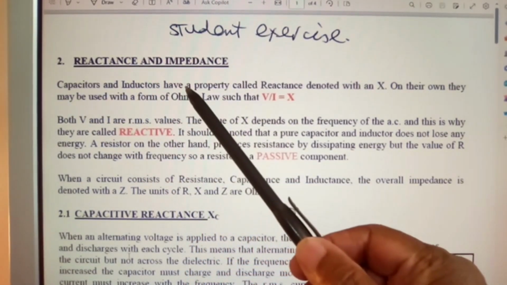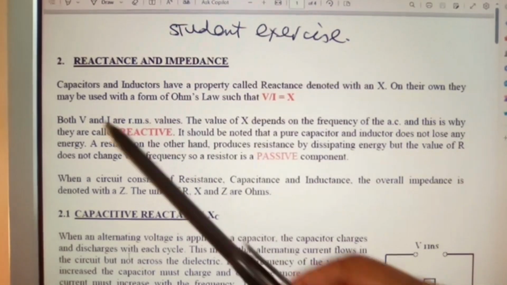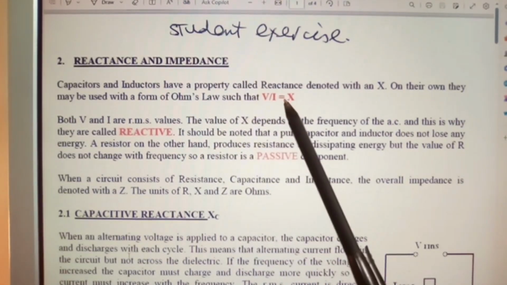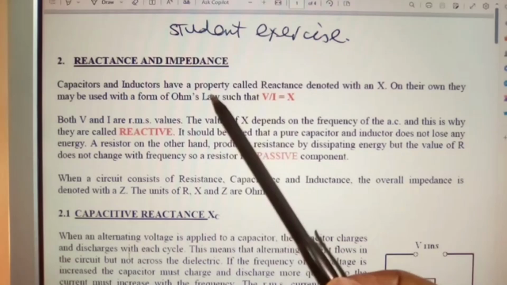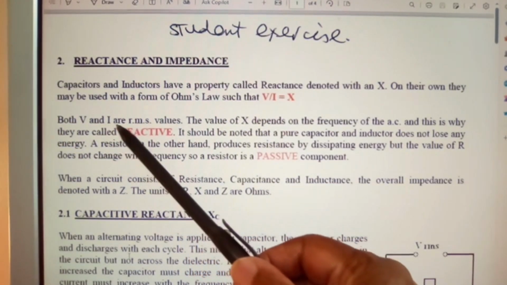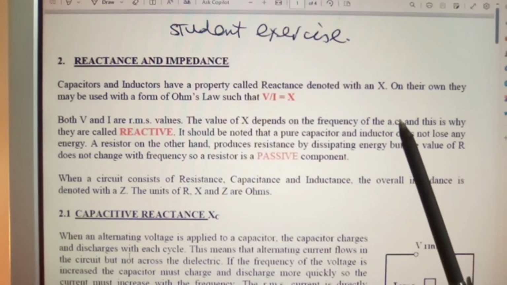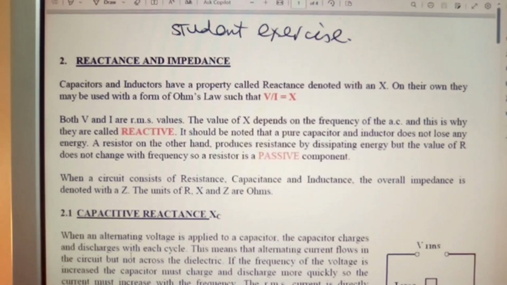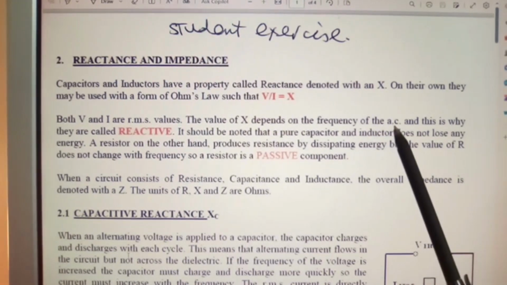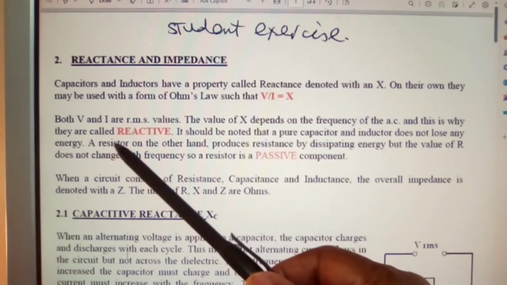Capacitors and inductors have a property called reactance, denoted with an X. On their own, they may be used with a form of Ohm's law such that V over I equals X. V will be the voltage, I will be the current. Both V and I are RMS values. The value of X depends on the frequency of the AC. And for the UK, AC is 50 Hertz, 50 cycles per second. Okay? And this is why they are called reactive.